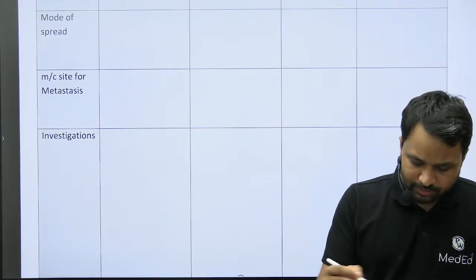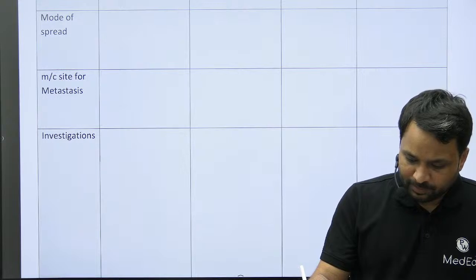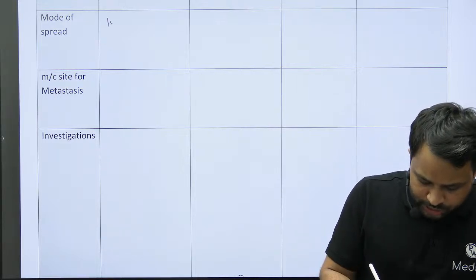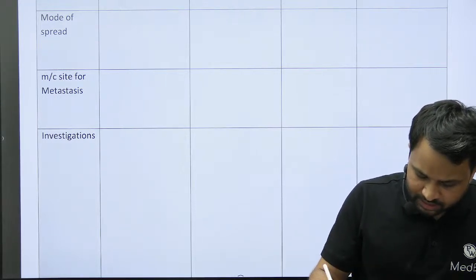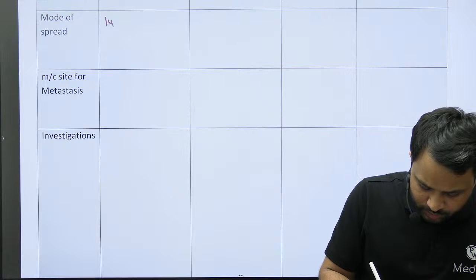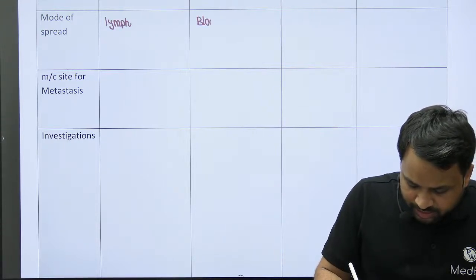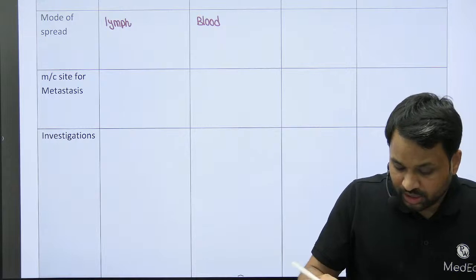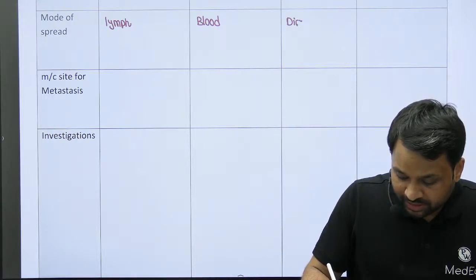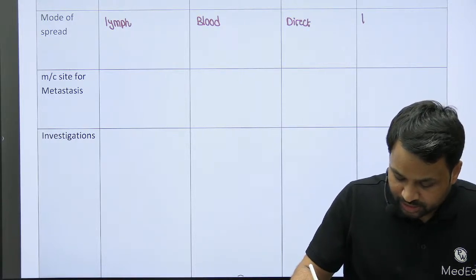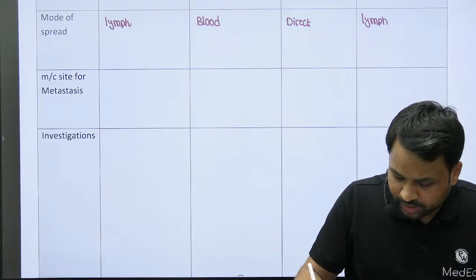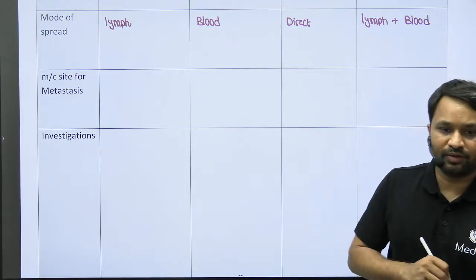Now when we talk about the mode of spread, the papillary cancer thyroid usually spreads via lymphatics. Follicular cancer thyroid is going to be hematogenous. Anaplastic is going to have a direct infiltration. Medullary cancer thyroid will have a combination of both lymphatics as well as hematogenous.